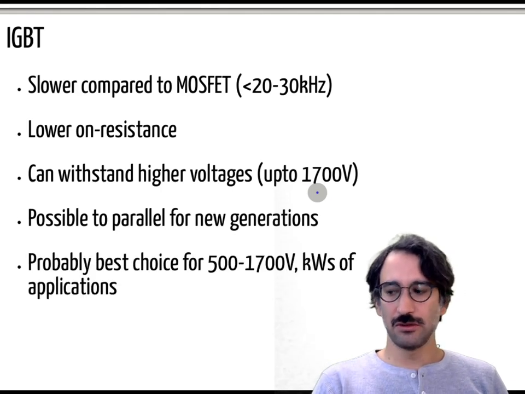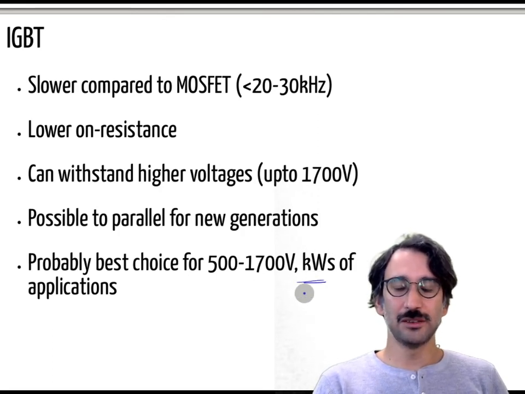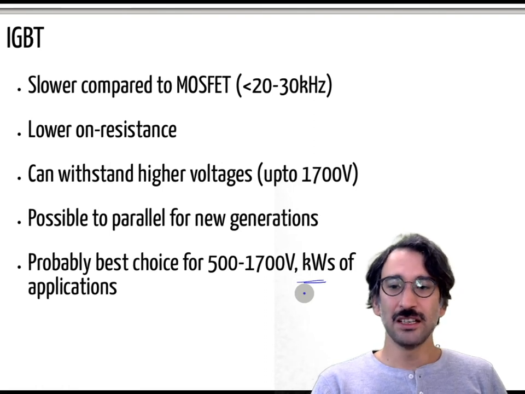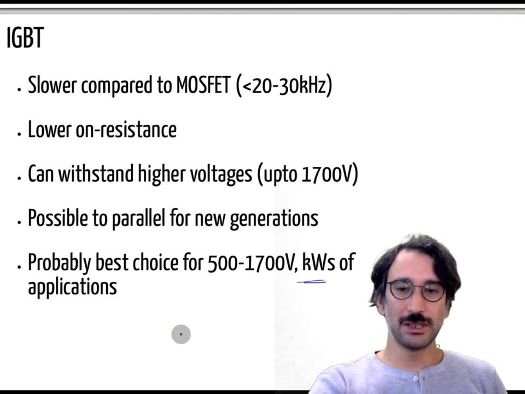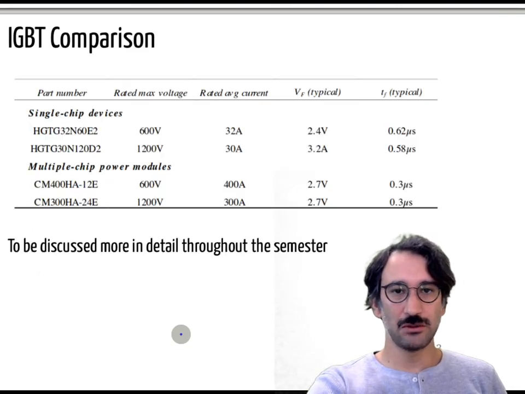Okay, so if you are working on motor drives or that kind of thing in power applications in the kilowatts range, megawatt range, and if your voltage is within 500 volts to 2000 volts, then probably the IGBT is the most common and the most suitable device that you can use.